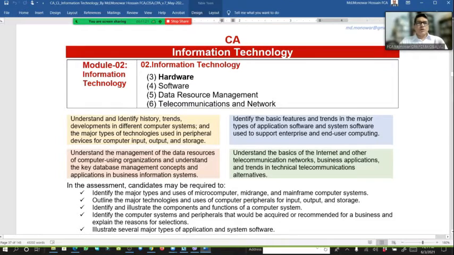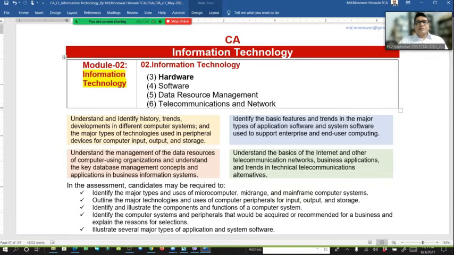We are in Module 2, Information Technology, and within Information Technology, that means Chapter 2. Within this chapter, we have 4 topics: hardware, software, data resource management, telecommunication and network.